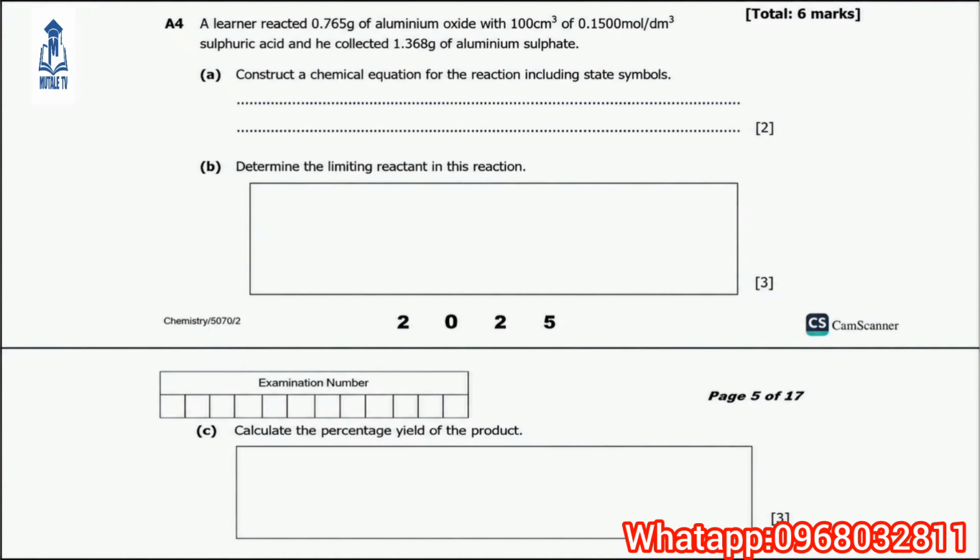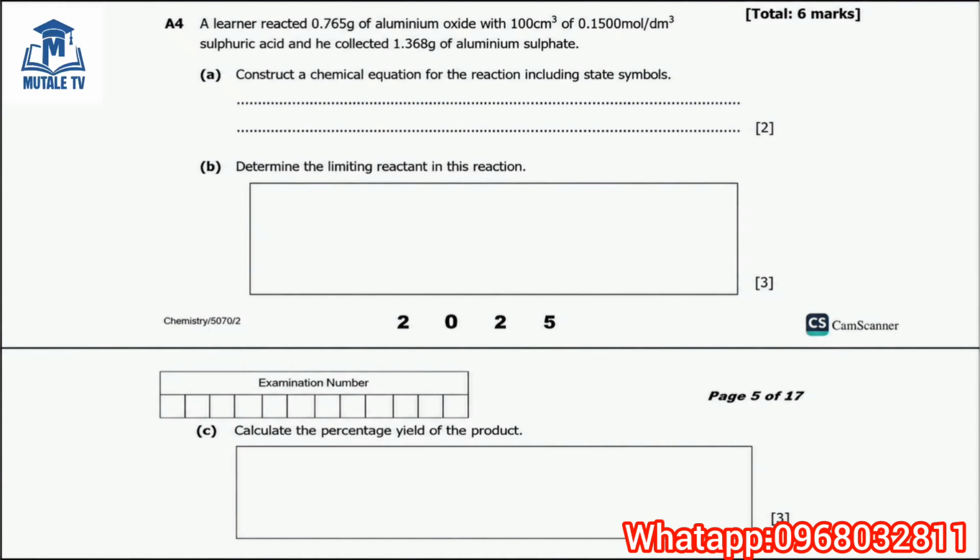So the question reads, calculate or rather determine the limiting reagent. Question 4b, determine the limiting reagent. Okay, so to determine the limiting reagent, the first thing you need to do is find the moles of all the reactants. Find the moles of all reactants.